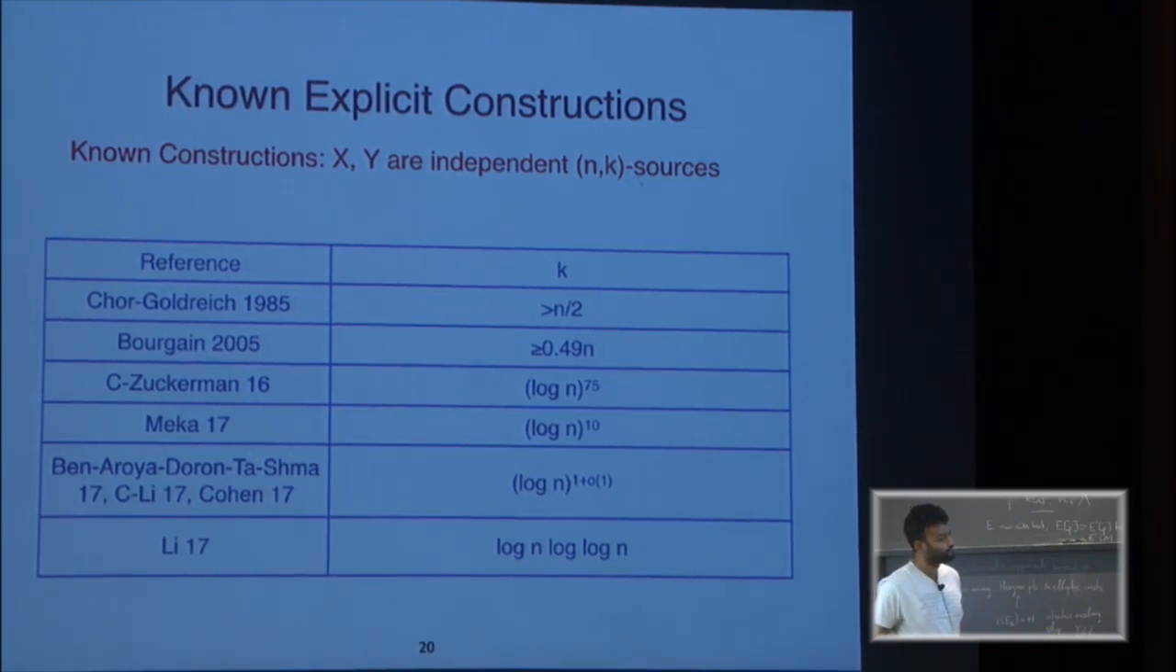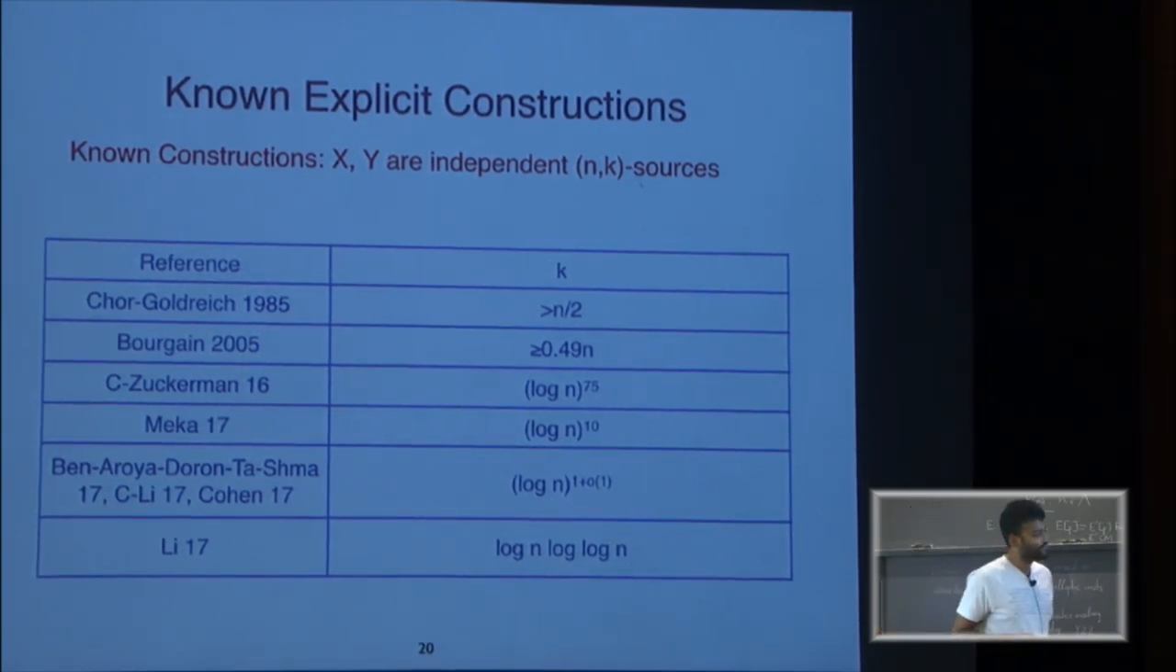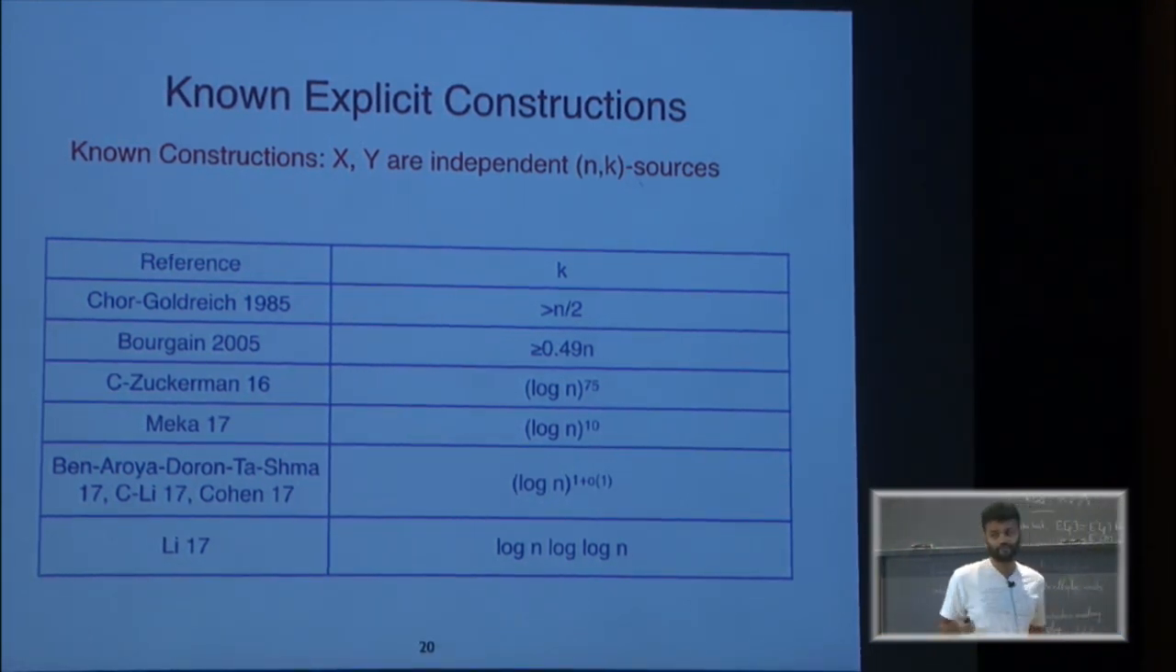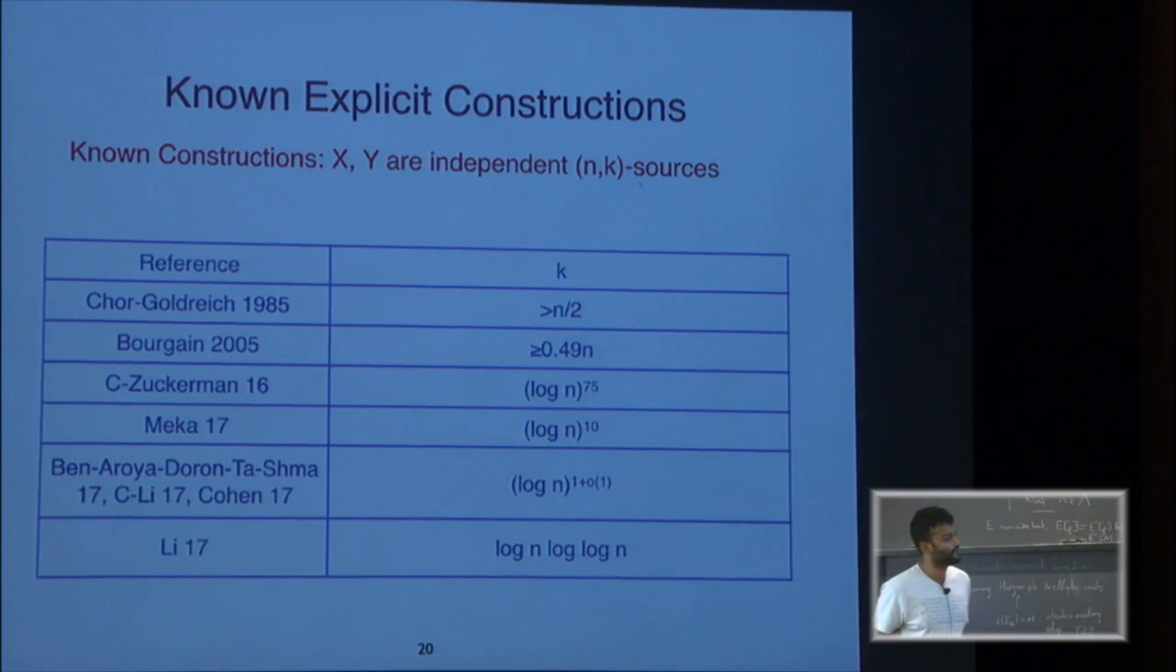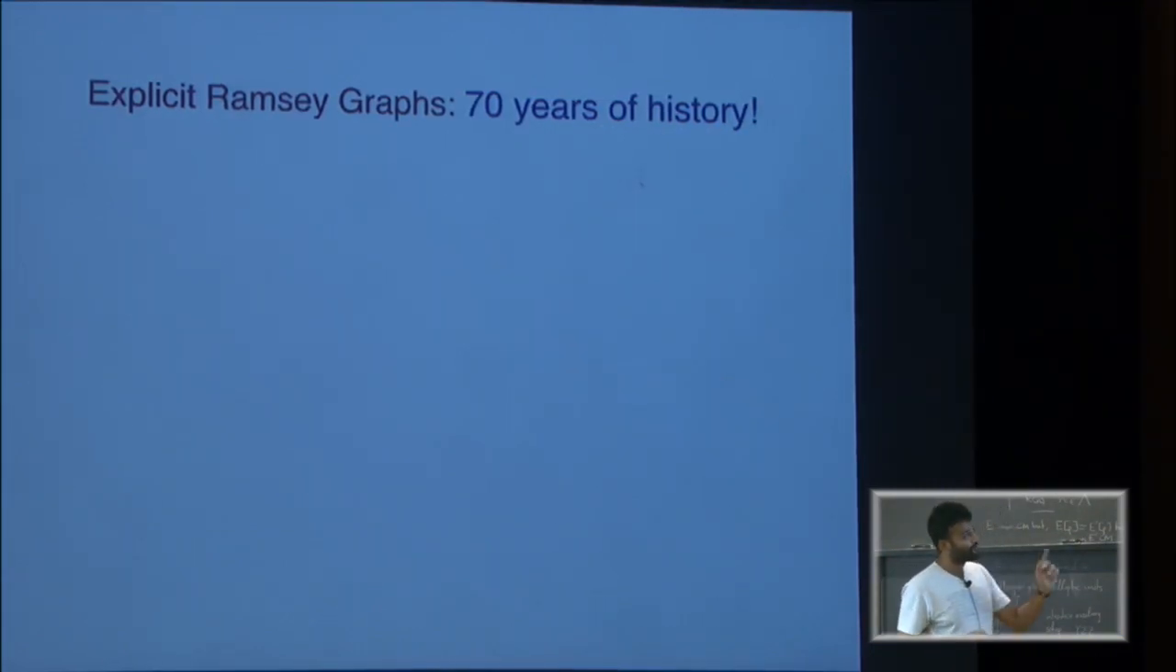Well, I'll finish by giving some ideas how to get this log n out. Hopefully one of you will solve the open problems that I will. Before that, let's see what it means in terms of Ramsey graphs.